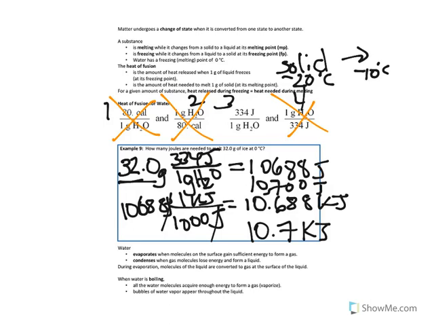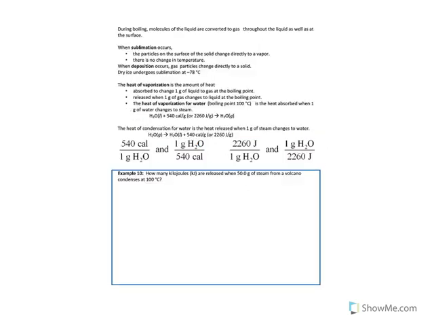During evaporation, molecules of the liquid are converted to a gas at the surface. When water is boiling, all of the molecules acquire enough energy to form a gas or vaporize. As this happens, bubbles of water vapor appear throughout the liquid. So what is happening is we have water in here. All of the water has enough energy to form a gas. As this happens, you get little gas bubbles as water molecules throughout the liquid are forming a gas. They reach the surface and then escape as water vapor.